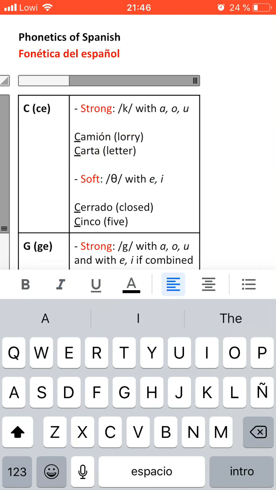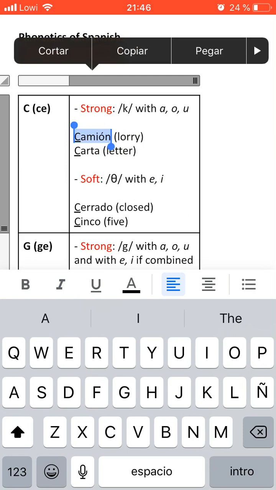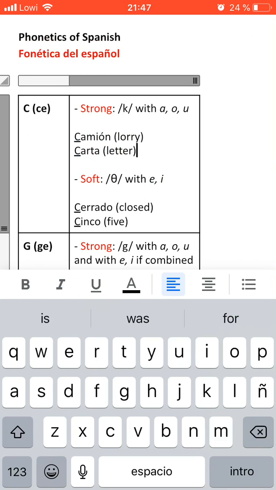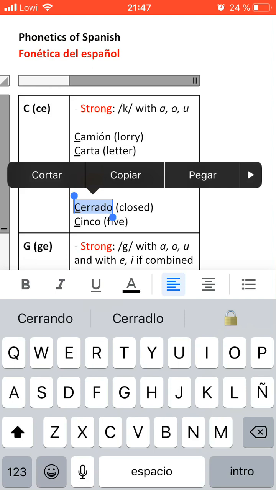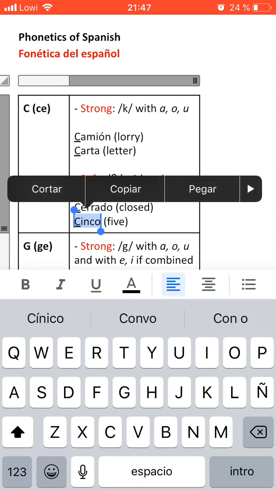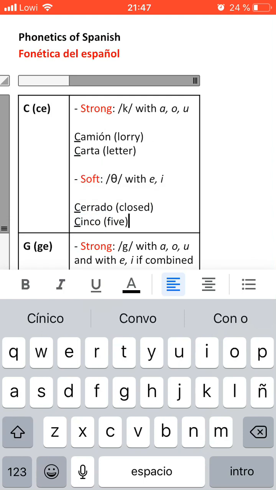So here we have examples of a strong C. We have camión, which means lorry, and we have carta, which means letter. We can see the K sound: camión, carta. And now we have the soft: cerrado, which means closed, cinco, which means 5. Cerrado, cinco.